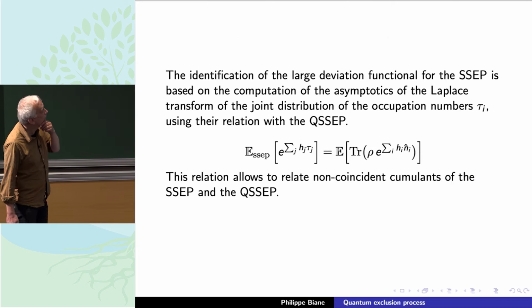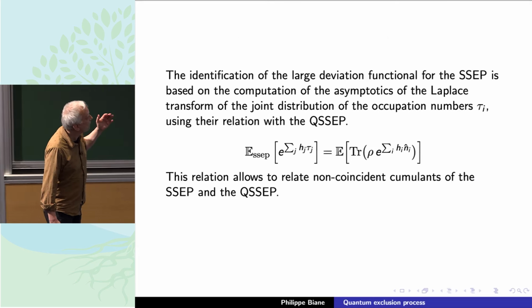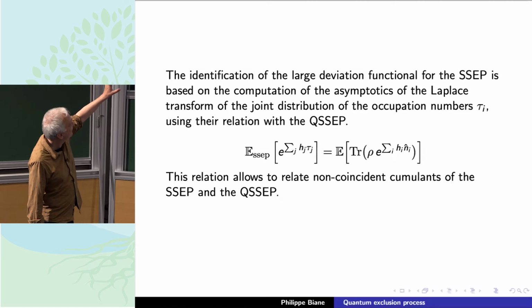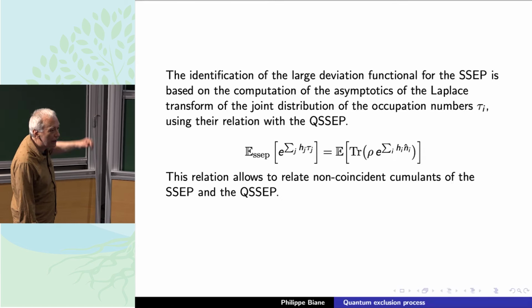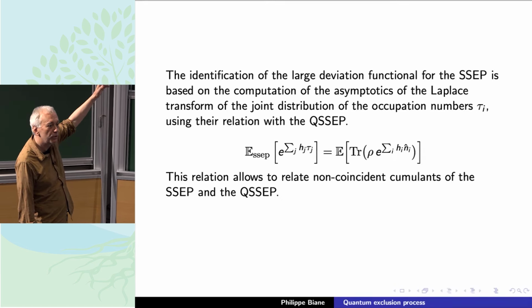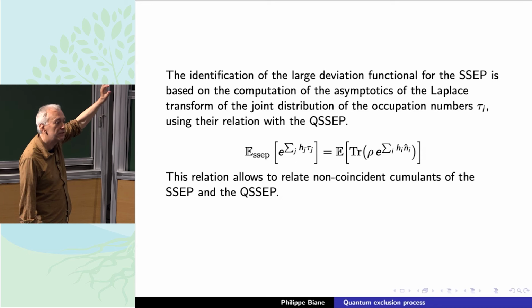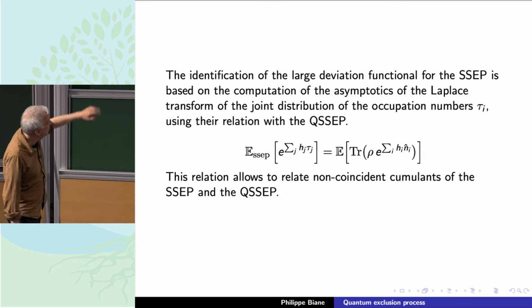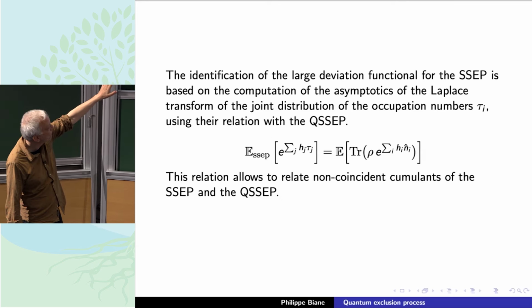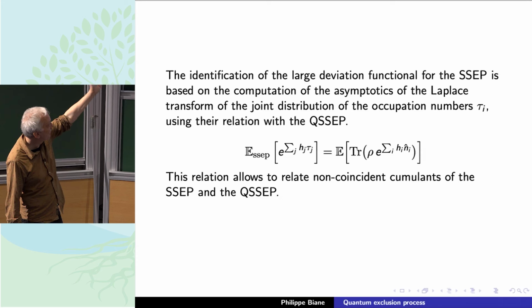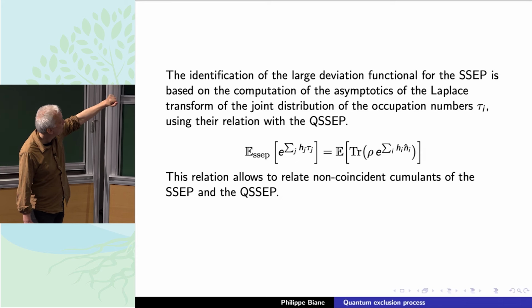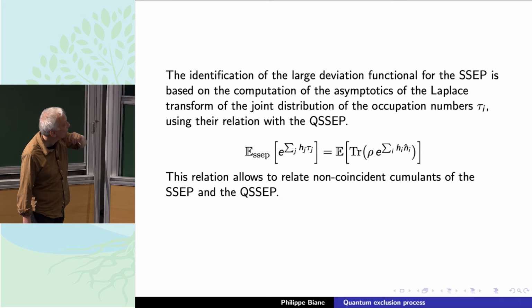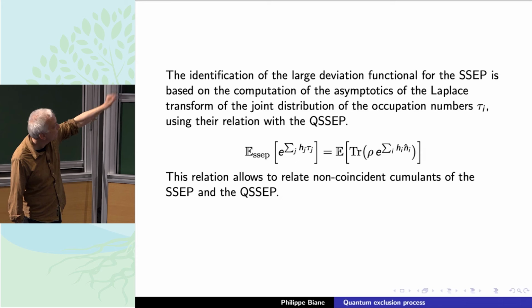Now I come back to the problem of the large deviation for the density profile of the SEP, the classical SEP. We know there is a relation between the SEP and the QSEP. The SEP is a classical exclusion process. The QSEP is the quantum one. We have this relation.